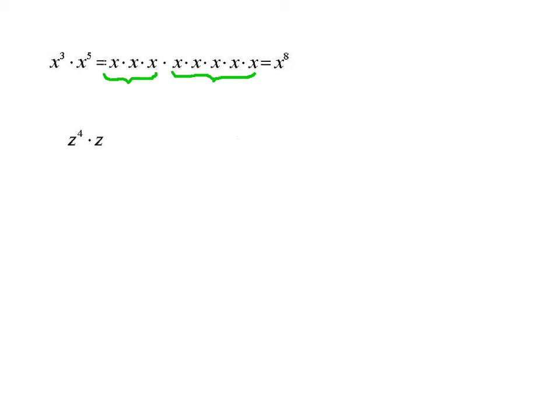Z to the 4th times z. Again, let's write out the meaning of what we've got. We have z to the 4th, and then there's one more z. So altogether, we have z to the 5th. So a simple shortcut for doing multiplication is that you simply add the exponents.